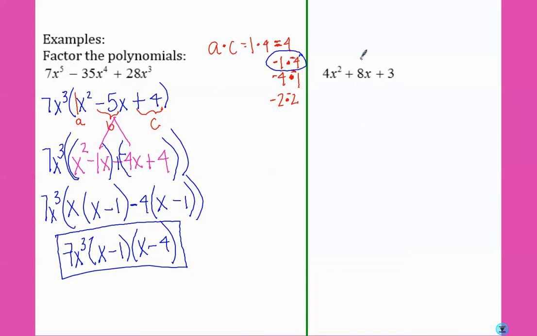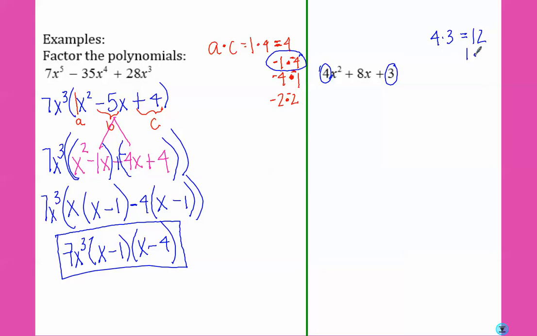So let's look at another example. 4x squared plus 8x plus 3. Does this have a GCF? You're right, it doesn't. So we're going to start off by multiplying a and c. 4 times 3 gives us 12. Since this multiplied to be a positive and 8 is positive, we know that all our factors will be positive.